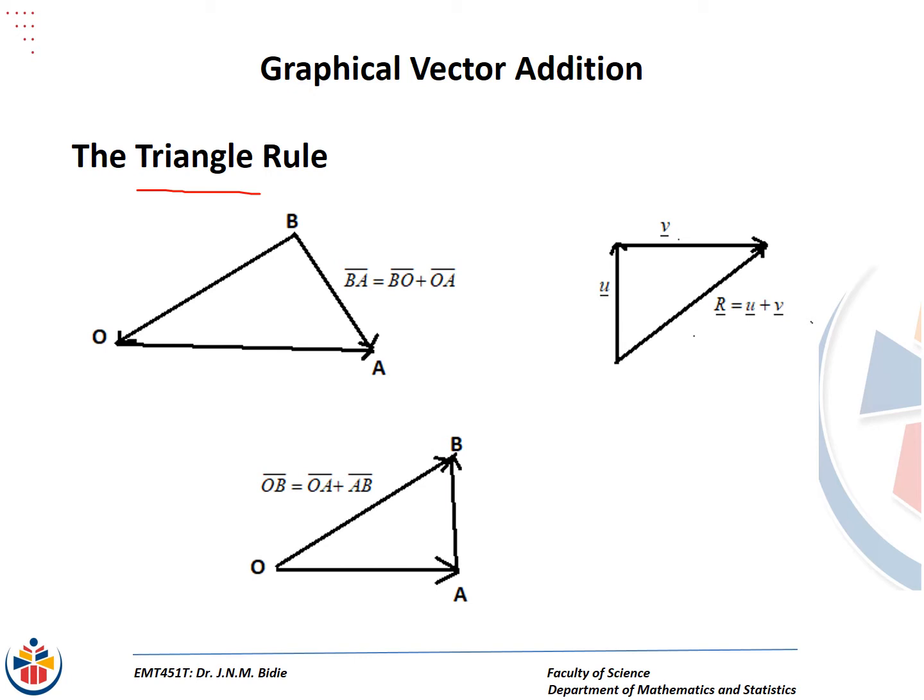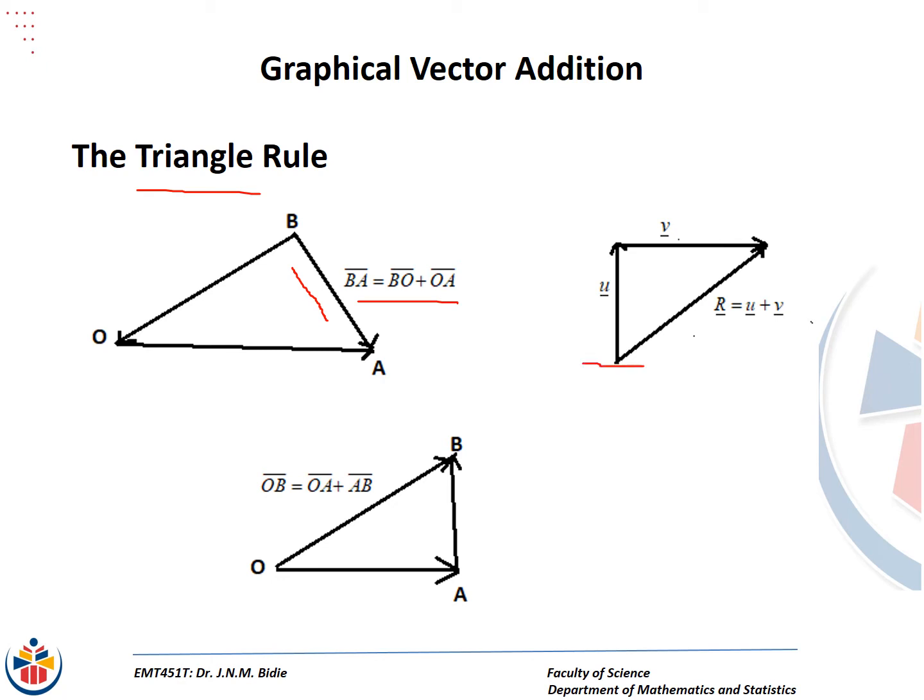Why am I saying so? Because the resultant will always have its initial point at the first vector and its terminal point at the head of the last vector. So we move from the tail of the first vector to the head of the last vector. That's how we know that BA is the resultant. Hence, we have that expression that BA is BO plus OA. The resultant is always the sum of the original vectors.